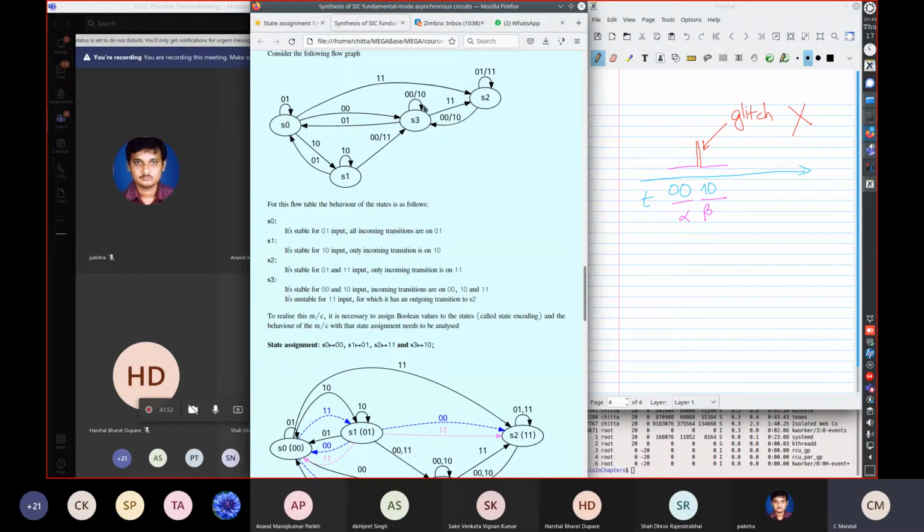So you can see that all of these are self loops. These self loops indicate the stable value. So S0 is stable for 0, 1, S1 is stable for 1, 0, S3 is stable for 0, 0, S2 is stable for 0, 1. All incoming transitions are on.